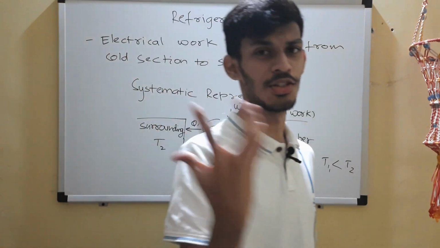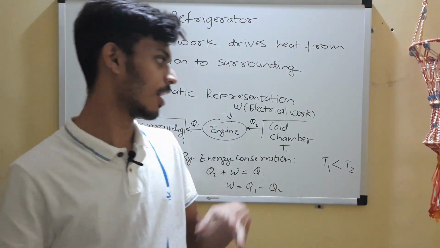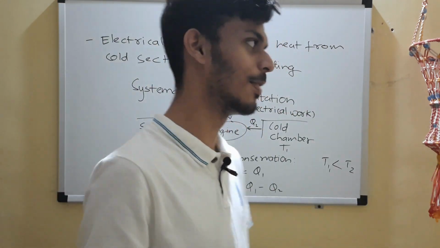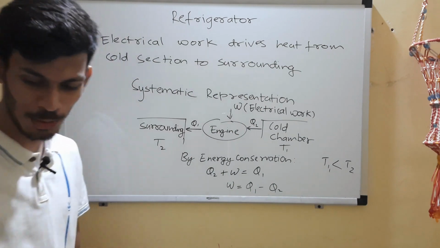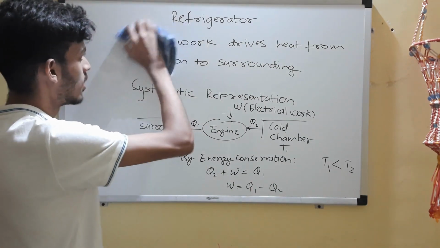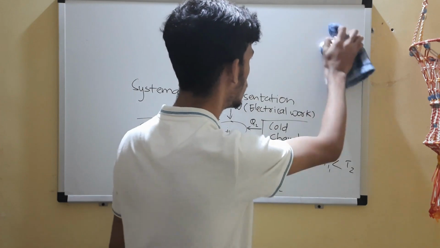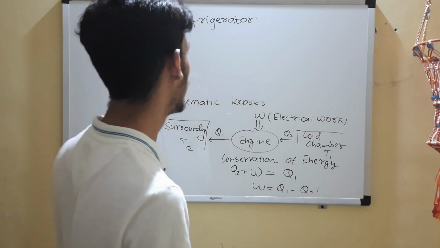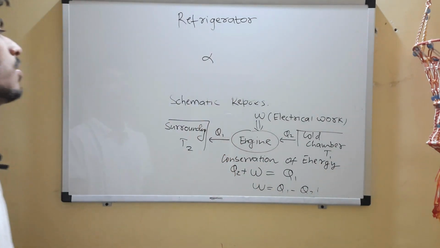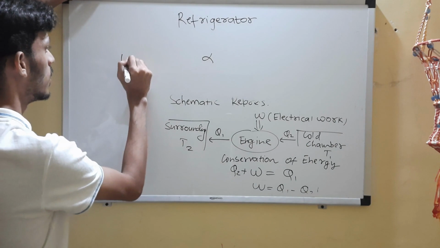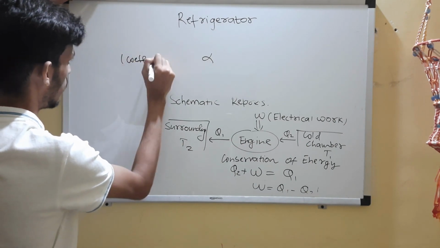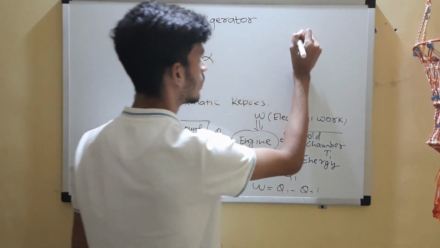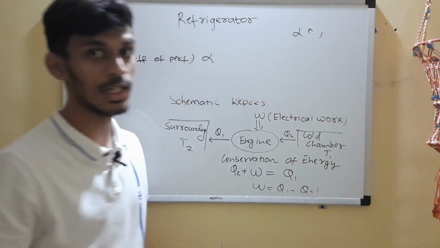Okay, now if I ask you what is a good fridge, how will you know whether a fridge is good or not? Now don't suggest me company names, I want something scientific. Okay, so let's go and answer how will you choose a good fridge. To answer that question scientifically, we have a factor alpha. So this is coefficient of performance. The higher the value of this alpha, coefficient of performance, the better the fridge.